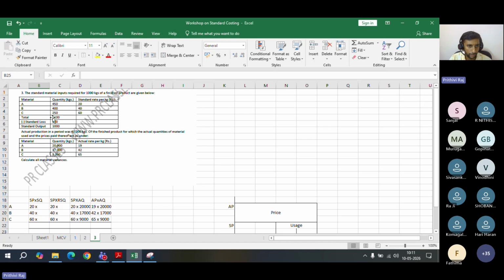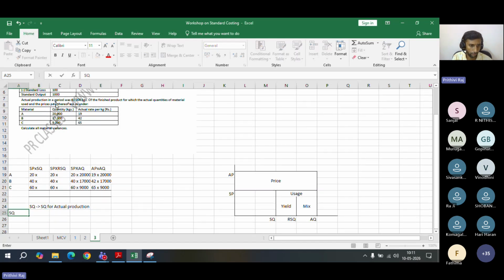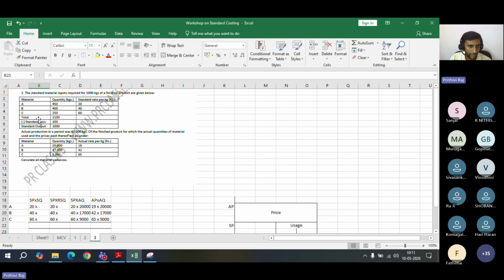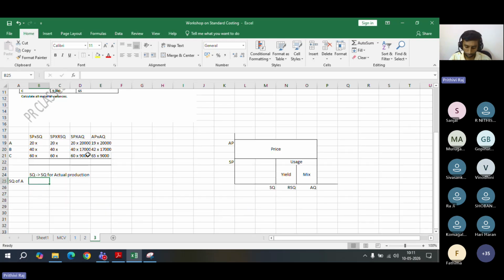So how are you going to find it? Simple. Same, standard quantity of A. Now you see the basic definition. As I said, this table is for 1000 kgs. Now I require it for 40,000 kgs. So this 450 quantity of input is used for how much output? For 1000 kgs of output. But my output is 40,000 kgs. So how will we do it? This 450 is for how many kgs? 1000 kgs. I require output for how many kgs? 40,000.